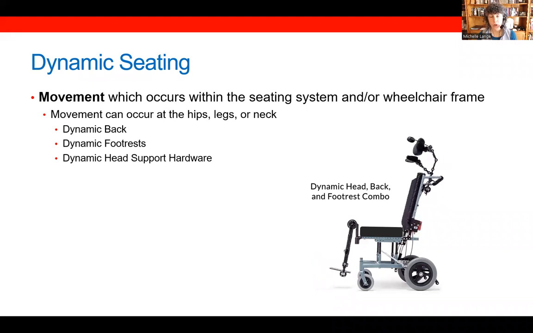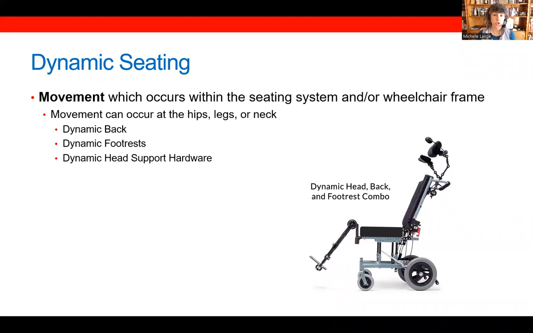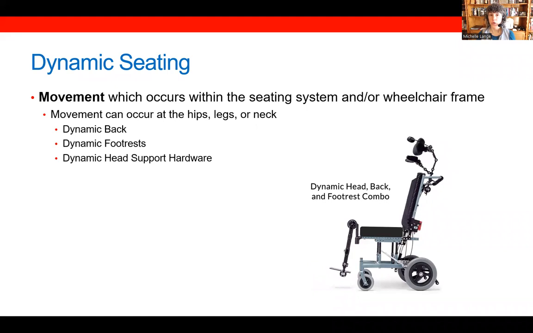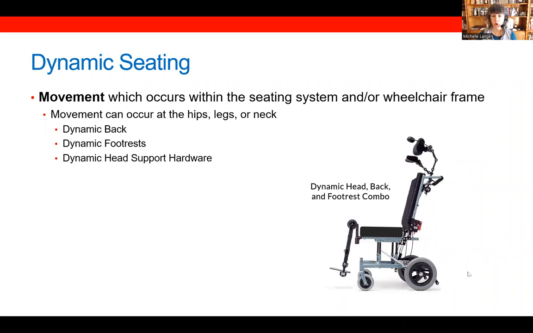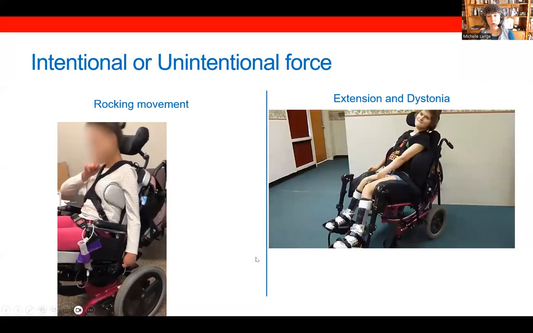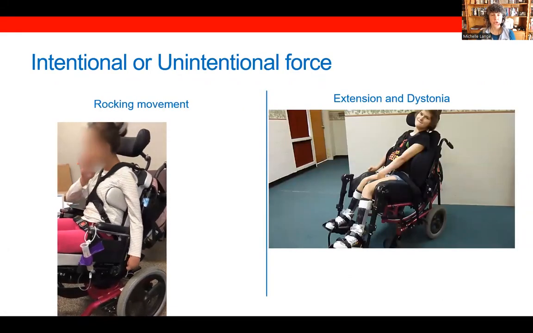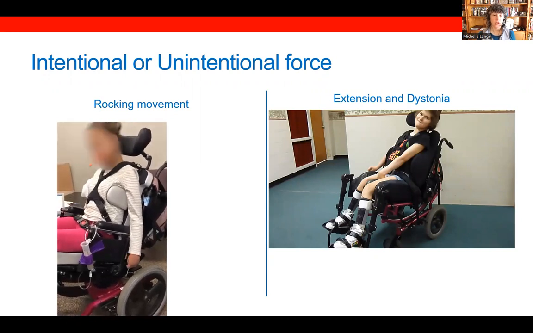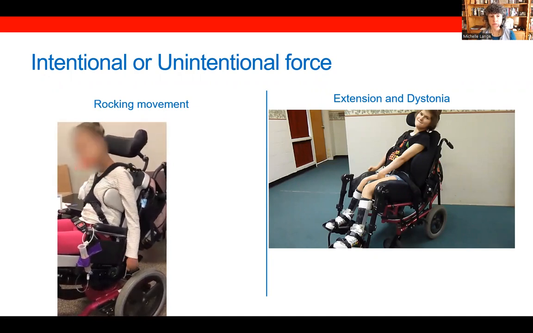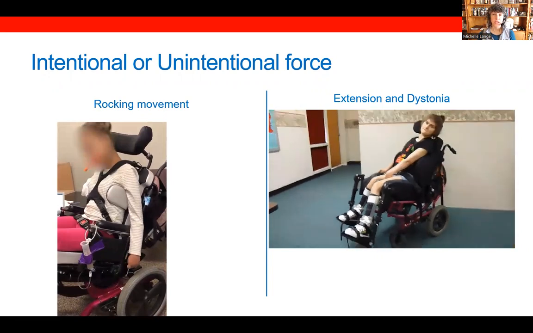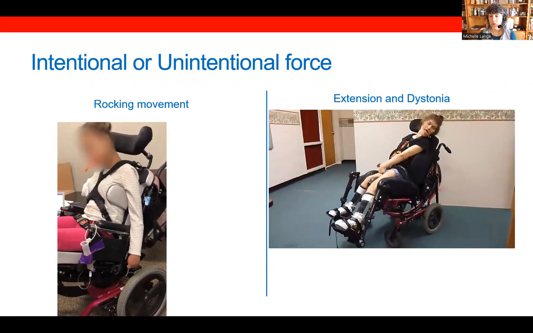Dynamic seating is movement which occurs within the seating system and/or the wheelchair frame, and that movement can occur at the hips, the legs, or the neck. The most common dynamic seating options are dynamic backs, dynamic footrests, and dynamic head support hardware. Dynamic seating will move in response to client forces, whether those forces are unintentional or intentional. This can include a rocking movement like we see here on the left. It can also include accommodating extension and dystonia that we see here on the right.